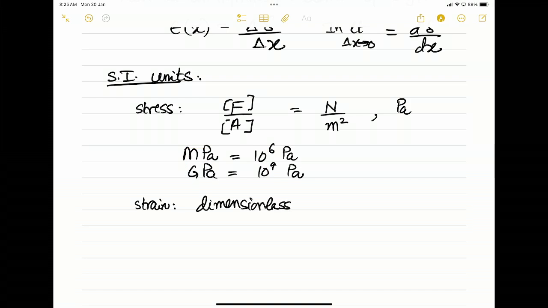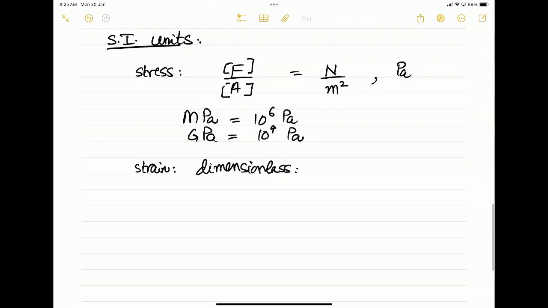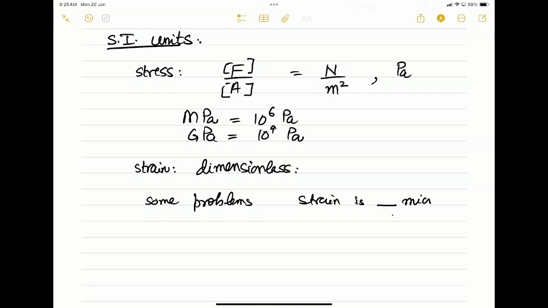Because it's length over length. But in some problems, you will find they will state that strain is something micro, or let's say 10 micro. The word micro would be written.